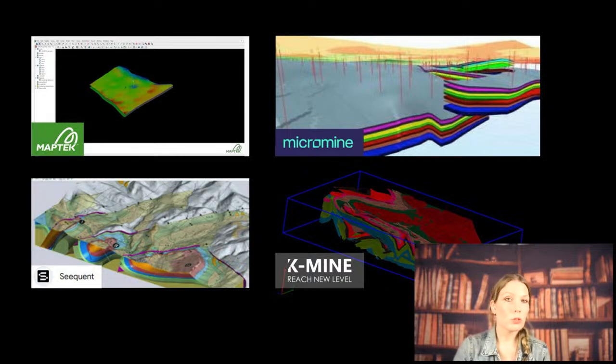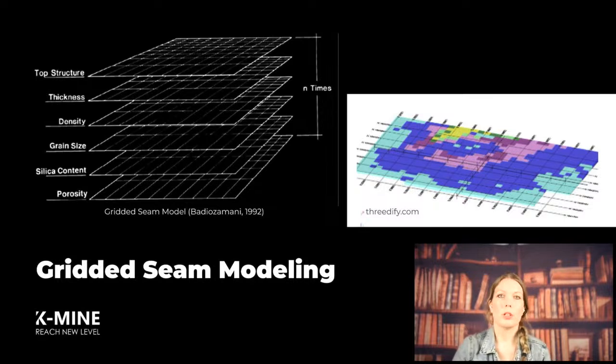So very few software packages actually offer a fully integrated stratigraphic modeling. Even fewer can extend that capability into project production planning, and K-Mine stands out as one of those rare solutions. So let's explore the GIS tools available today and dive into what sets various 3D modeling, seam modeling algorithms apart. Certain software solutions have tackled the challenge of bed correlation in 3D seam modeling by employing gridded seam modeling, or GSM.